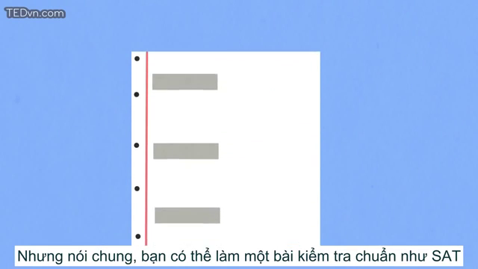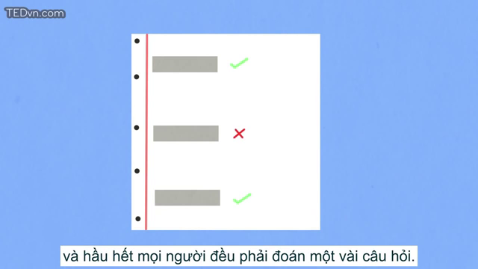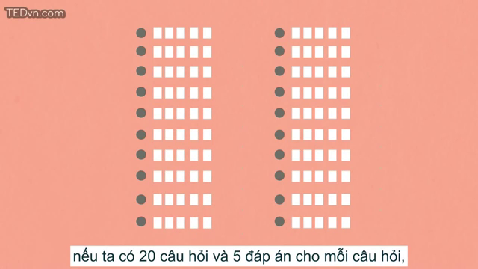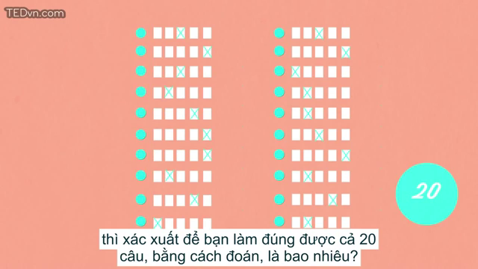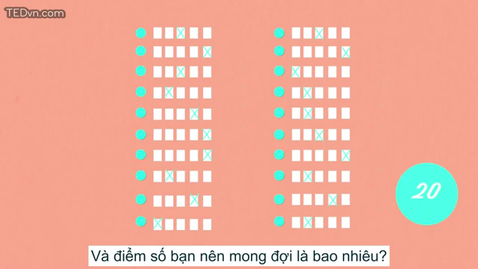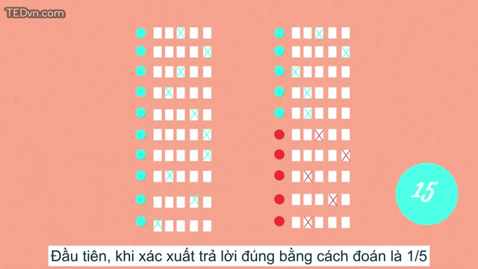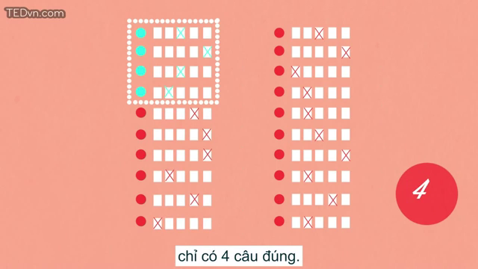But at one point, you probably took a standardized test like the SAT, and most people have to guess on a few questions. If there are 20 questions and 5 possible answers for each question, what is the probability you would get all 20 right by randomly guessing? And what should you expect your score to be? Let's use the ideas from before. First, since the probability of getting a question right by guessing is 1/5, we would expect to get 1/5 of the 20 questions right. Yikes, that's only 4 questions.